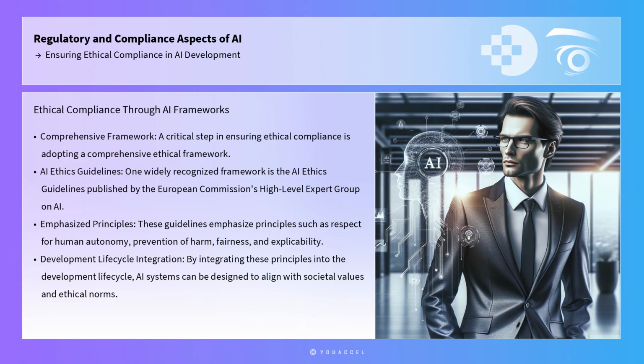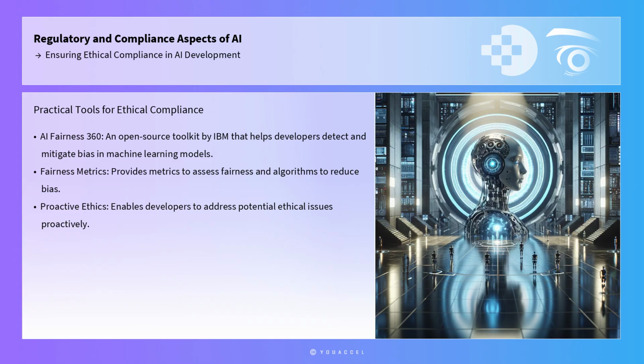A critical step in ensuring ethical compliance is adopting a comprehensive ethical framework. One widely recognized framework is the AI Ethics Guidelines, published by the European Commission's high-level expert group on AI. These guidelines emphasize principles such as respect for human autonomy, prevention of harm, fairness, and explicability. By integrating these principles into the development lifecycle, AI systems can be designed to align with societal values and ethical norms. Beyond guidelines, practical tools play an essential role in ethical compliance.